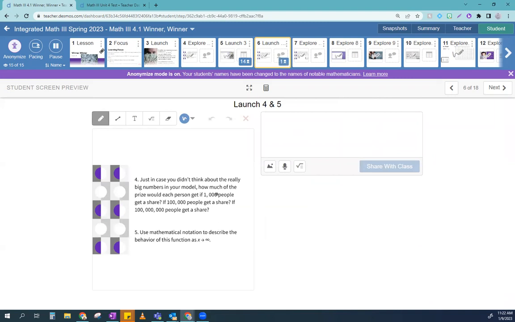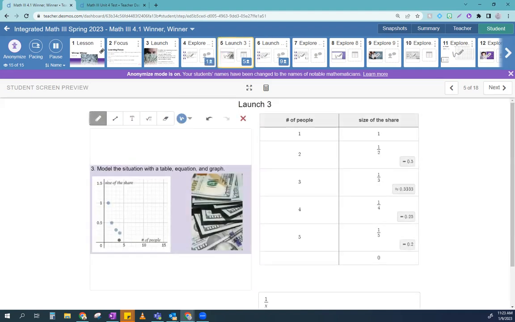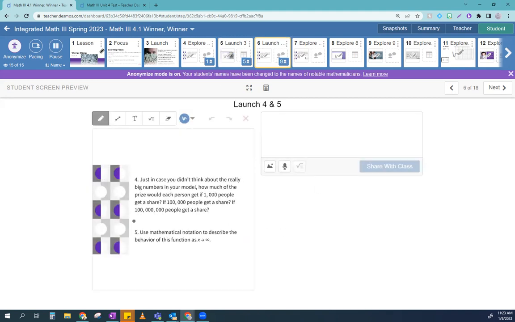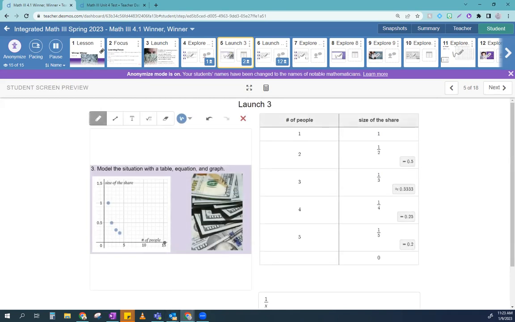So it says, just in case you didn't think about the really big numbers in your model, how much of the prize would you get if 1,000 people shared, 100,000 people, and 100 million people shared, right? So you all know the answer to that. So use mathematical notation to describe the behavior as this function approaches infinity, right? As it goes towards infinity, so let me look at my last little slide. As I start graphing the bigger numbers all the way out here, you told me that I won't ever get to 0. But if you think about my share with 100 million people, it'd be really small. So what is happening as I share with more and more people? How could you put that? As I share with more and more people, what is happening?